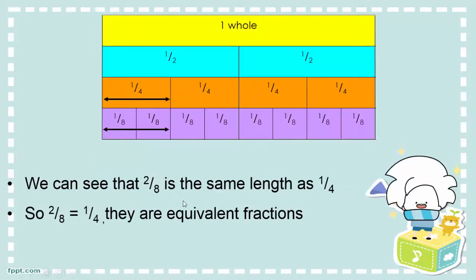We can see that 2 eighths is the same length as 1/4. So 2 eighths and 1/4 are also equivalent fractions. So here we see 1/4 and 2 eighths are just as long.